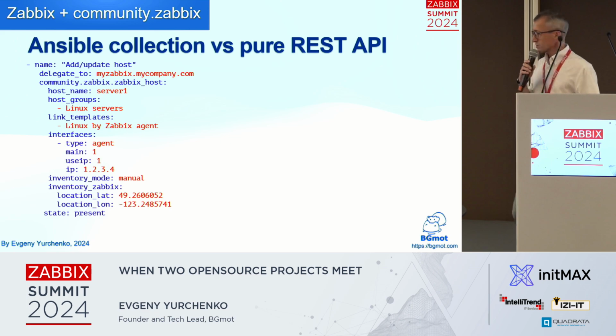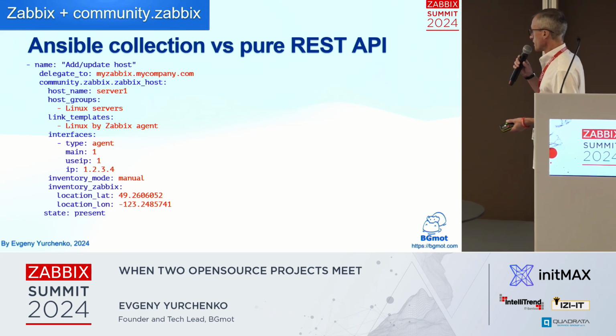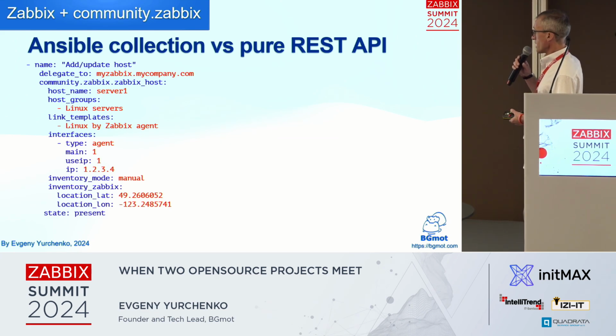So this is what you have as code in Ansible. Everything is understood by human beings. It's human language. Host groups, Linux servers. Templates, Linux by Zabbix agent.